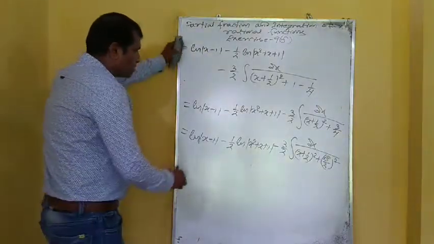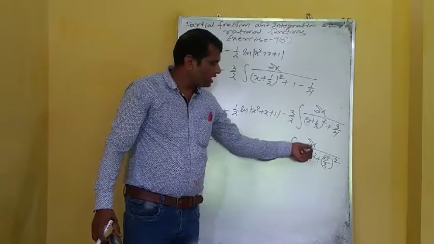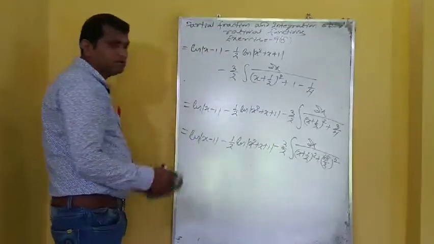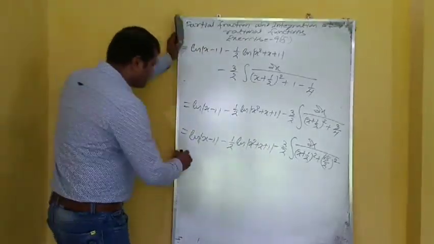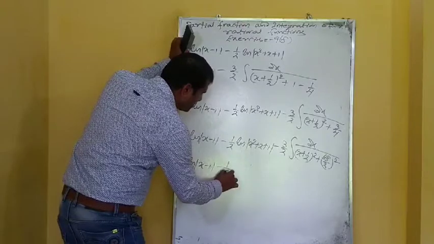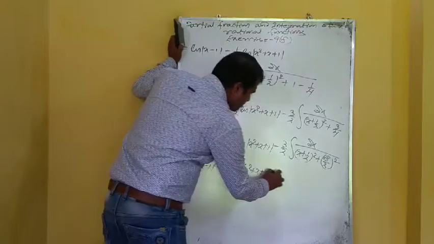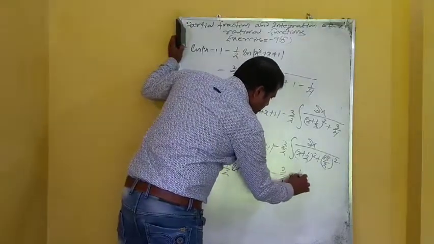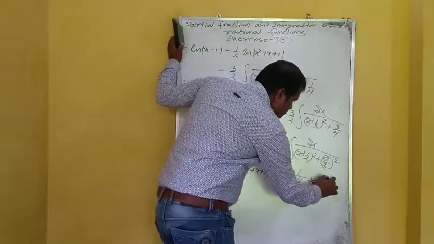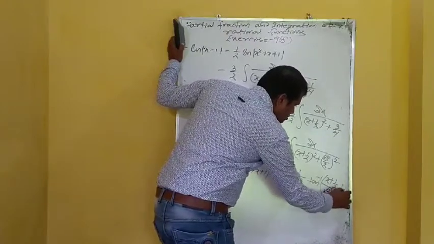Okay, that way if we put x plus 1/2 as t, then we get integral dt by t square plus a square, that is equal to 1 by a tan inverse t by a. So we write ln|x minus 1| minus 1/2 ln|x square plus x plus 1| minus 3/2 into 1 by root 3 by 2 tan inverse (x plus 1/2) by (root 3 by 2) plus c.